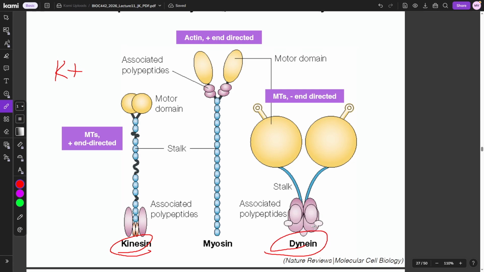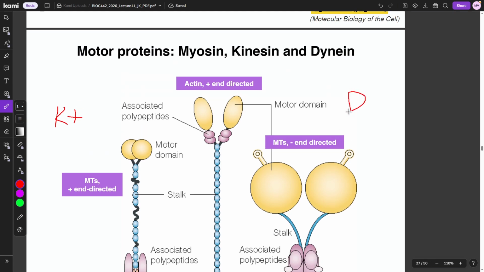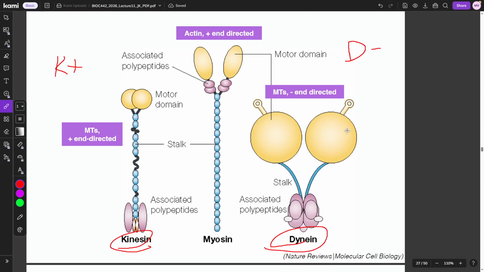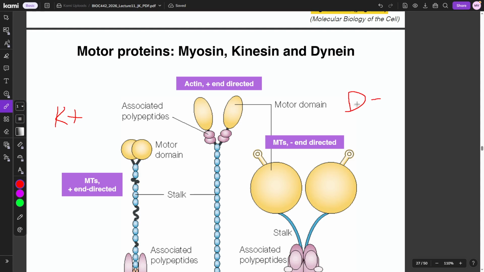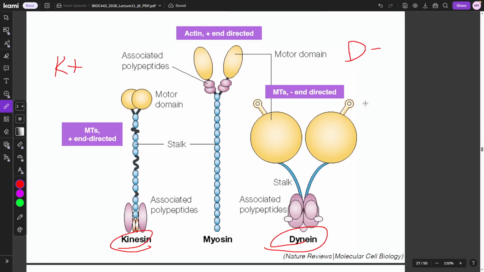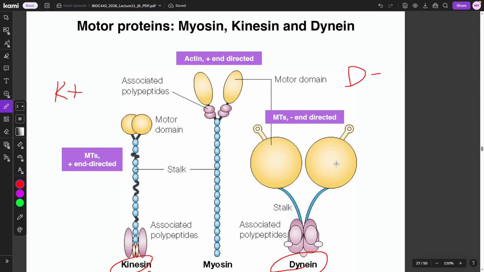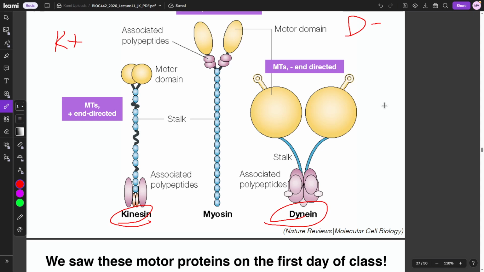On a similar note, dynein is D minus, and D, remember, is aspartate. The way I remember this is that aspartate is negatively charged, and the letter for aspartate is D, and dynein starts with D, and dynein moves towards the minus end. So kinesin, the plus end, moves towards the cell membrane, while dynein takes things back towards the nucleus.